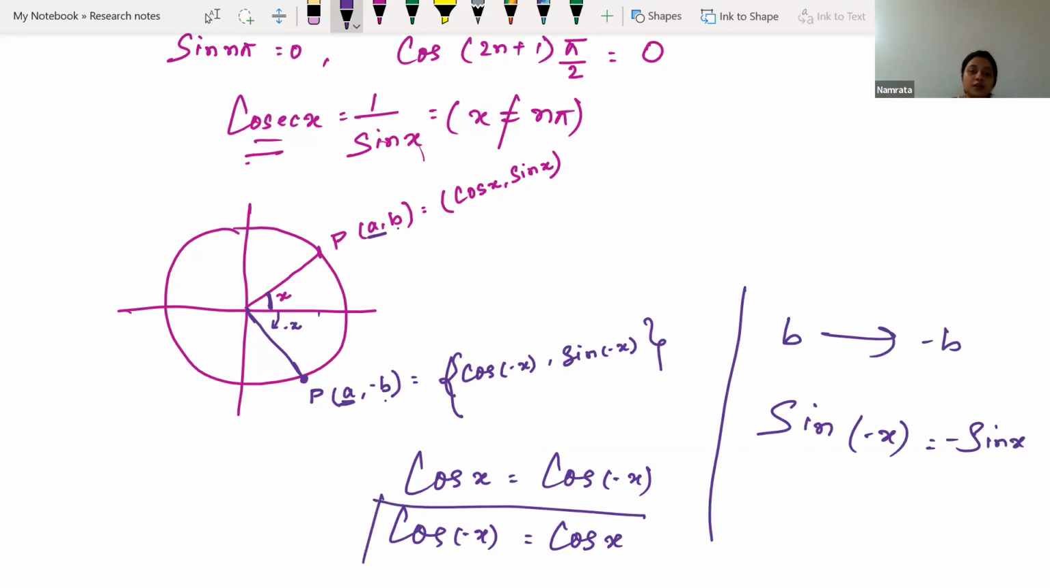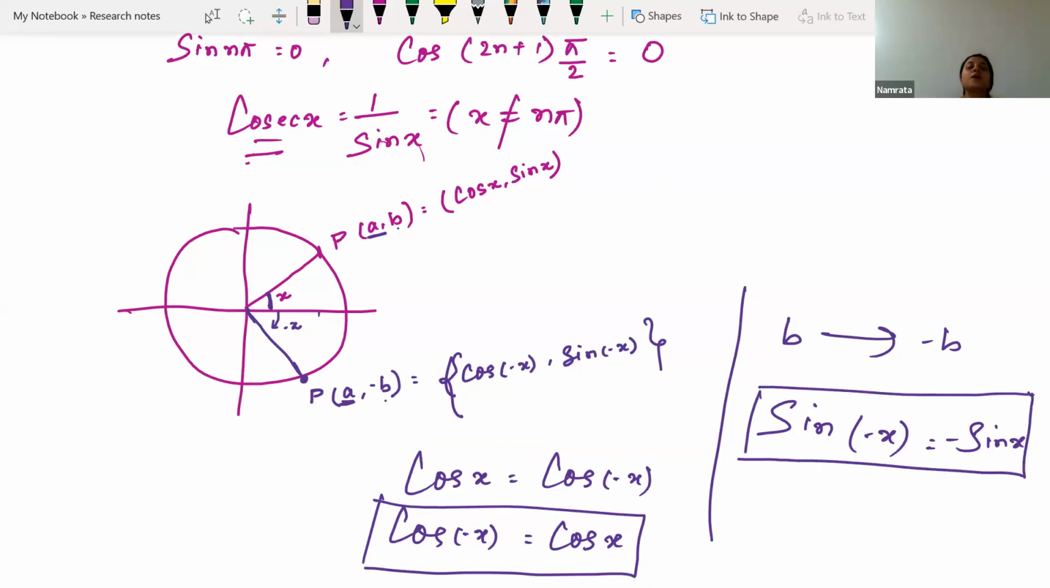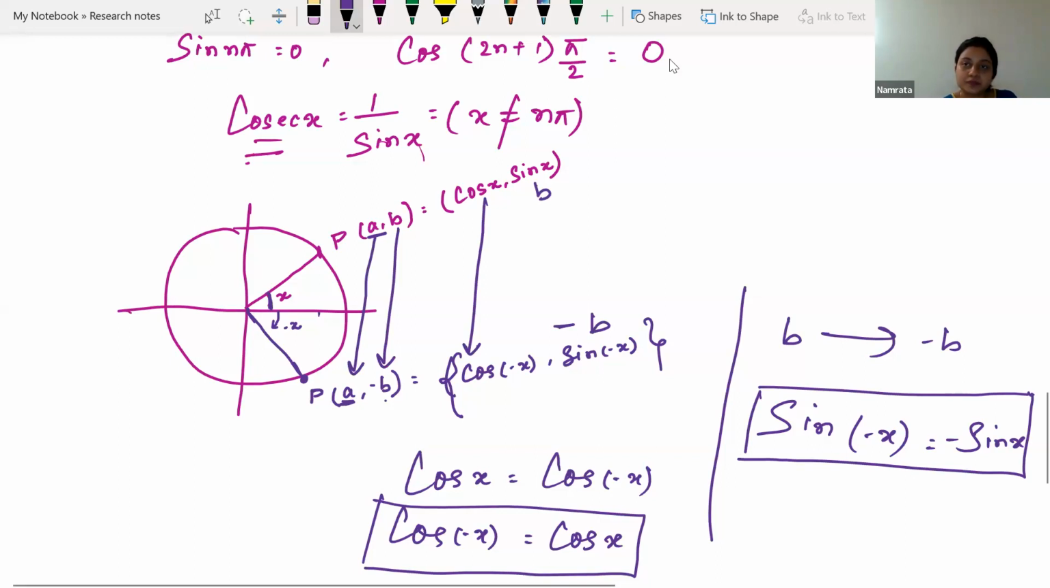You have to keep in mind that cos of negative X will be cos X only, but sine of negative X will be minus sine X. From where are we getting this? From here we are getting B became minus B, but A remains the same. So cos X and cos of minus X are already the same, but this B we have to take as minus B. These two are changing sign, sine X and sine of minus X. That's why we are saying that sine of minus X is equal to minus sine X. Is it clear? Yes, ma'am.